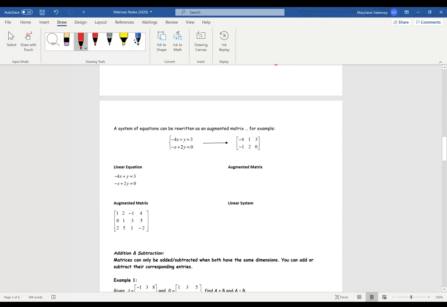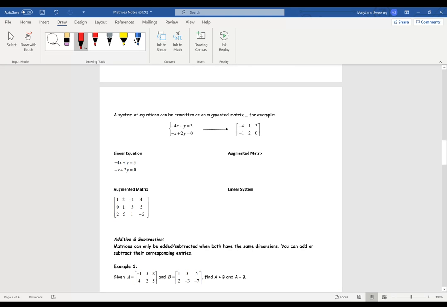A system of equations can be written as what's called an augmented matrix. In the augmented matrix, what you'll notice is they only take the coefficients. So we've got a -4x, they just take the -4. We have a 1y, they just take the 1. Equals 3, they just put the 3. Then -1 is the coefficient of the x, 2 is the coefficient of the y, and 0 is the other side of the equal sign.